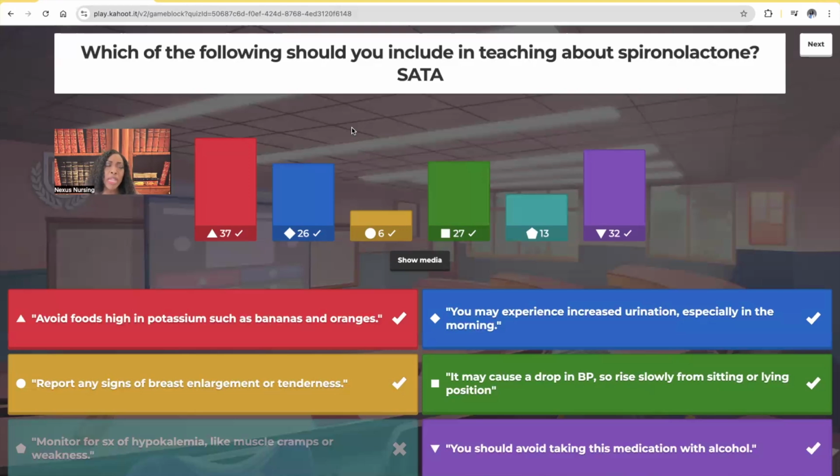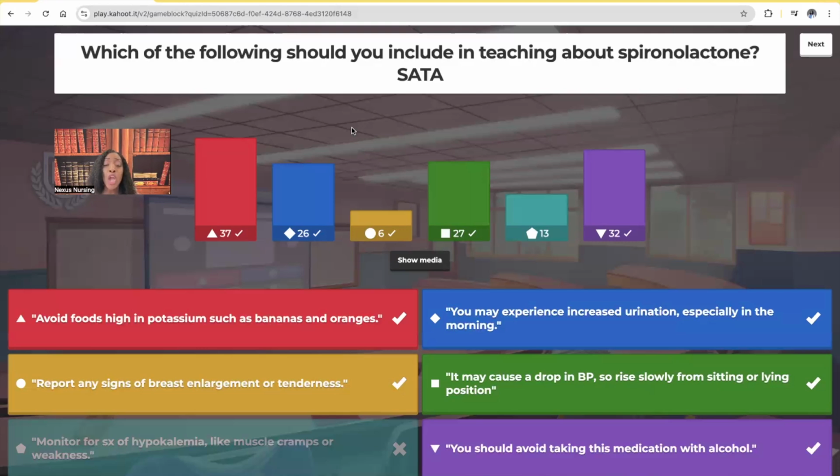No. Because remember, this spironolactone, that S stands for sparing. It makes you hold on. It makes you save potassium. So if anything, the patient would not be hypokalemic. They would be what? Hyperkalemic. Potassium levels would be elevated, not low. So that's wrong. I'm happy only 13 people chose that.